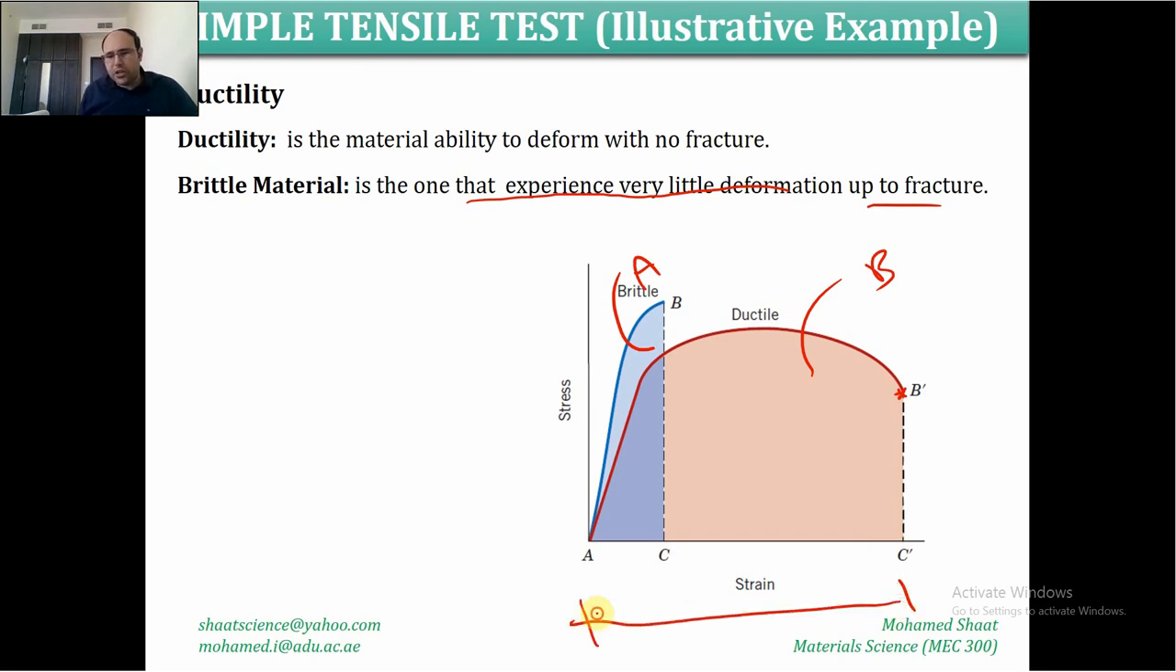The strain that the material experiences before fracture is huge in comparison to material A. Material A will be slightly deformed, then it is going to fracture. So if we compare these two materials to each other, we're going to say that material B is very ductile in comparison to material A. Or in other words, material A is very brittle in comparison to material B, which is very ductile. Make sense? So ductility indicates the ability of the material to deform with no fracture.